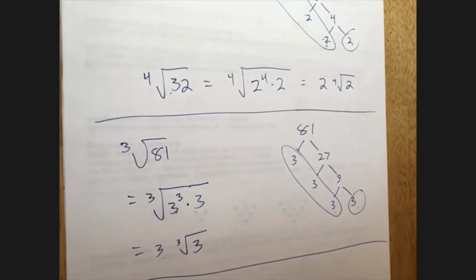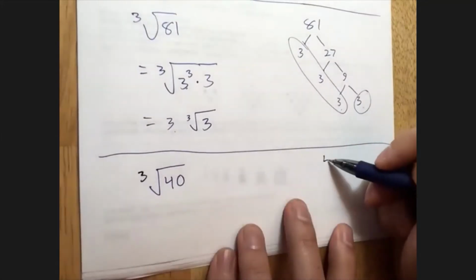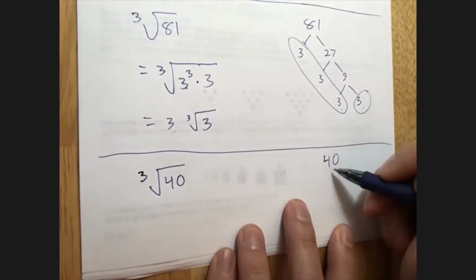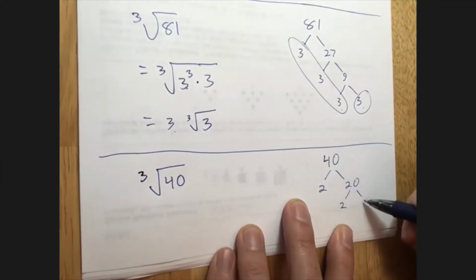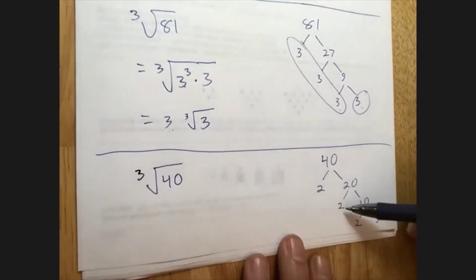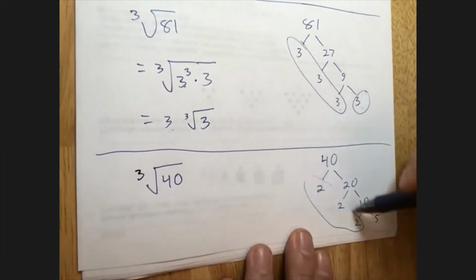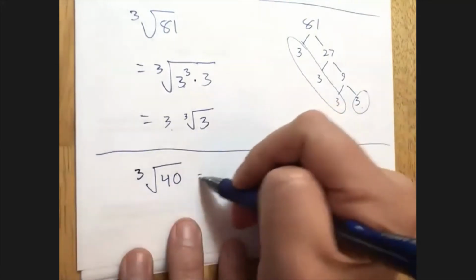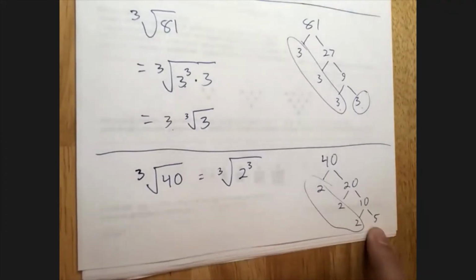So let's just do one more. 40. So let's do the cube root of 40. What I'll do is I'll take 40 and I'll start breaking it down. So this is 2 times 20. 20 is 2 times 10. And 10 is 2 times 5. That's as far down as you can go. These are all prime numbers. That means they're numbers where you can't go any further. And look, I got 3 2s. So that means I know that 40 has 2 cubed as a factor. And what's left over here is a 5.